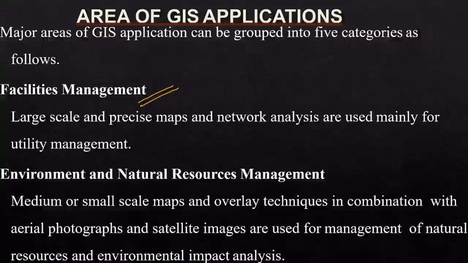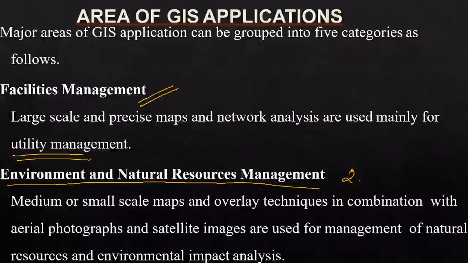So for the management areas, that is for the utility management, we use GIS applications. Second one is, we use the GIS for determining or managing the environment and natural resources. So for this we use medium or small scale maps, whereas for utility management we use large scale and precise maps.